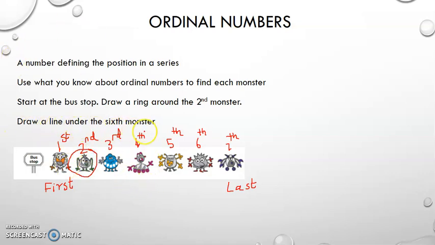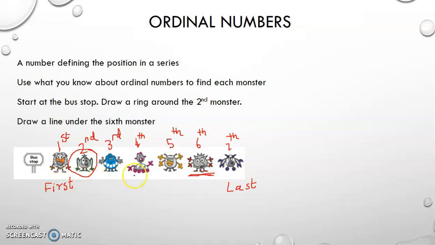Draw a line under the sixth monster. I have already written the ordinal numbers, so it is very easy for me. So draw a line under the sixth monster. The sixth monster is this, underlined.